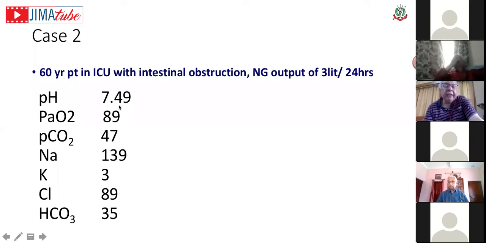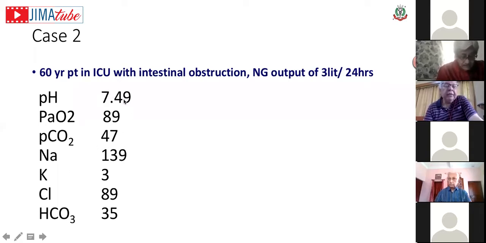And as we said, the last 2 digits of pH, if it is equal to PCO2, then it is simple metabolic alkalosis. So most likely this is simple metabolic alkalosis due to continuous nasogastric output, because the acids are getting lost here. So this is simple metabolic alkalosis. 49 would have been ideal, but plus minus 2 is accepted. So look at pH.